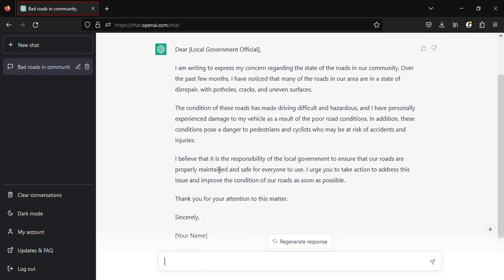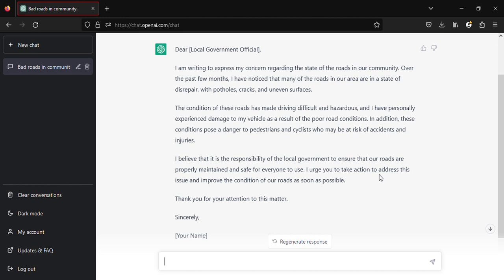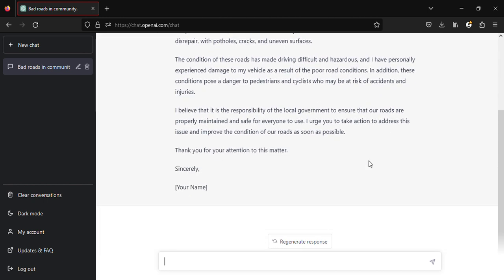I believe that it is the responsibility of the local government to ensure that our roads are properly maintained and safe for everyone to use. I urge you to take action. That's amazing that this is being done by a robot. This is really very scary, because it is looking like robots will take a lot of jobs in the near future. It's really looking like that.